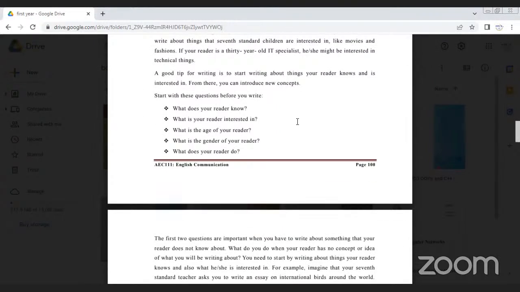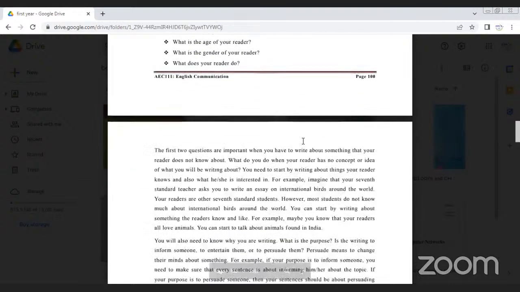What does your reader know? Then, what is your reader interested in? What is the age of your reader? Then what is the gender of your reader? Then what does your reader do?